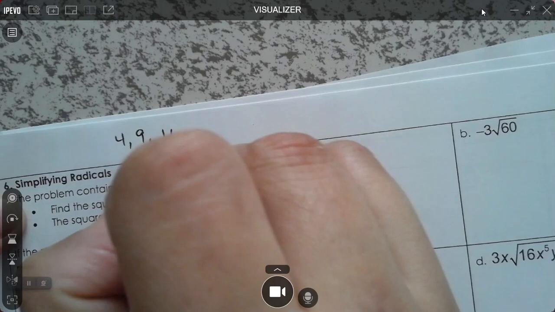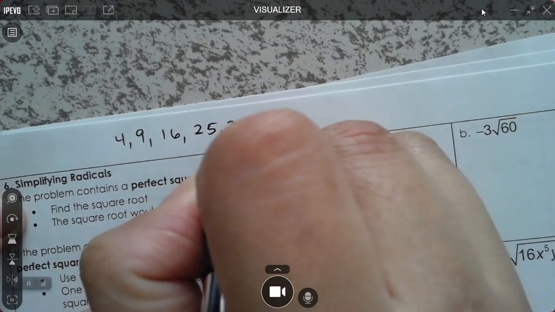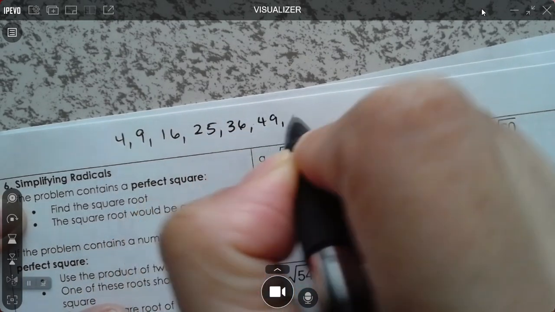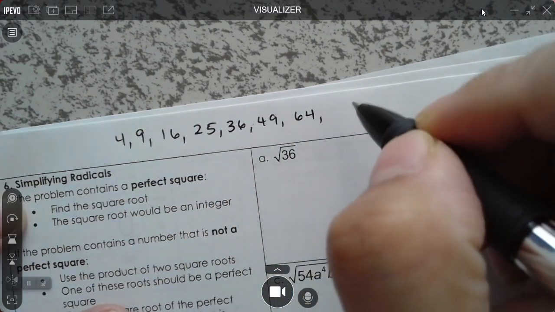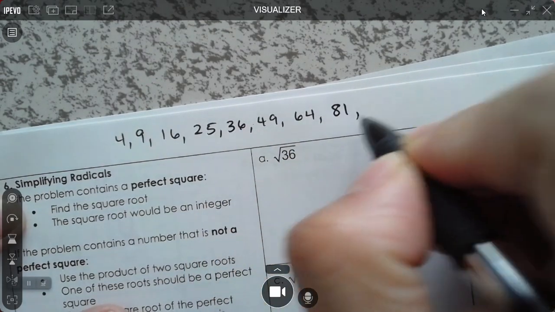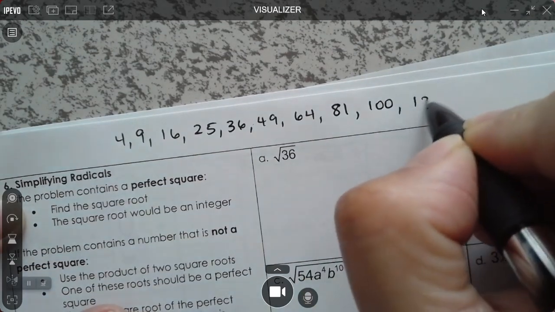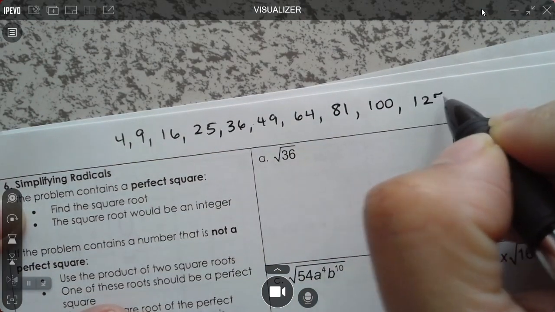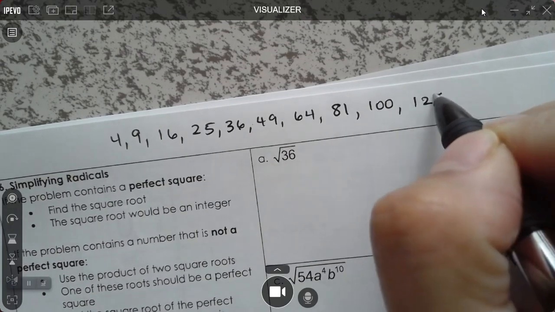9, 16, 25, 36, 49, 64, 81, 100, 121. I was gonna put 125. I'm sorry, 121.